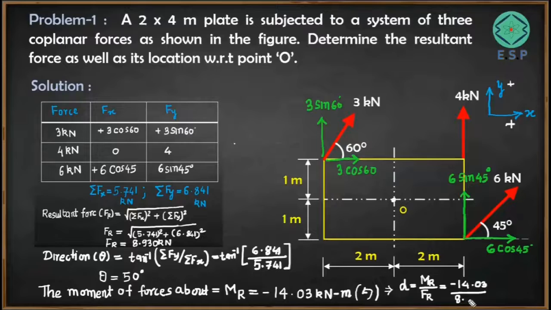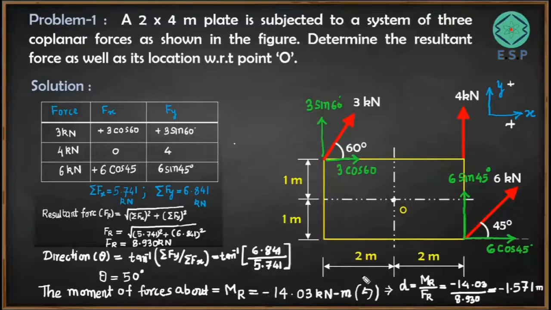So if you simplify this, friends, you'll get the value as minus 1.571 meters, in meters because we have taken distance in meters. Okay, now you have to understand how to interpret this. That is very important over here.